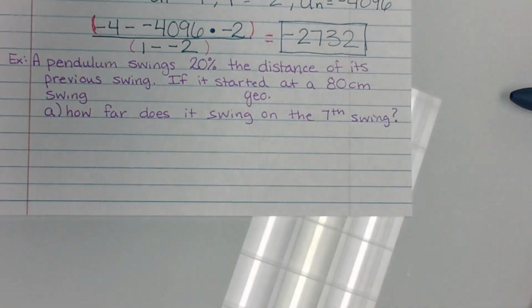But if it is a sequence or a series is going to depend upon the question itself. How far does it swing on the 7th swing? Does it mention anything about adding up the swings? No. It asks about an individual point in time, which would make it a sequence.